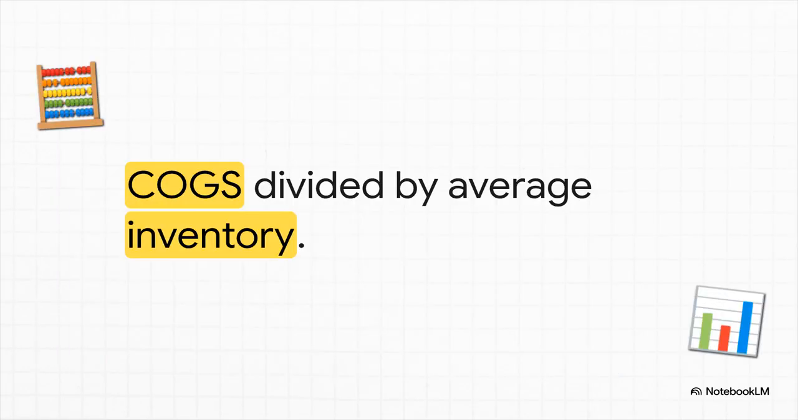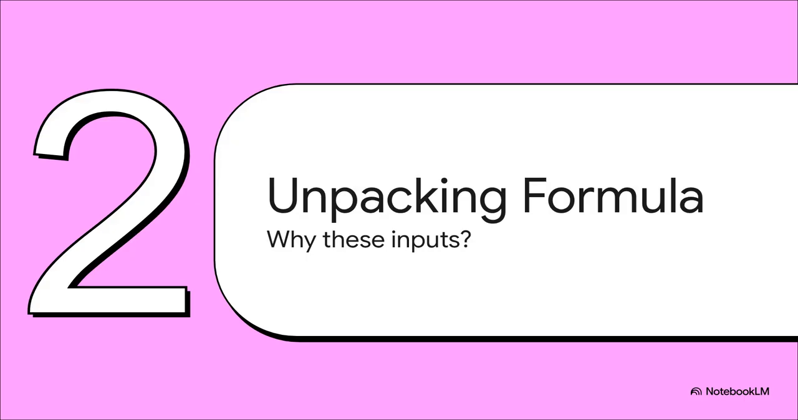The math itself is straightforward. Cost of goods sold divided by average inventory equals inventory turnover. But here's the thing. The specific inputs used here are chosen for a very deliberate reason. We aren't just taking total sales and dividing it by whatever inventory happens to be sitting on the warehouse shelves at year-end. Which brings us nicely to Section 2, unpacking the formula.